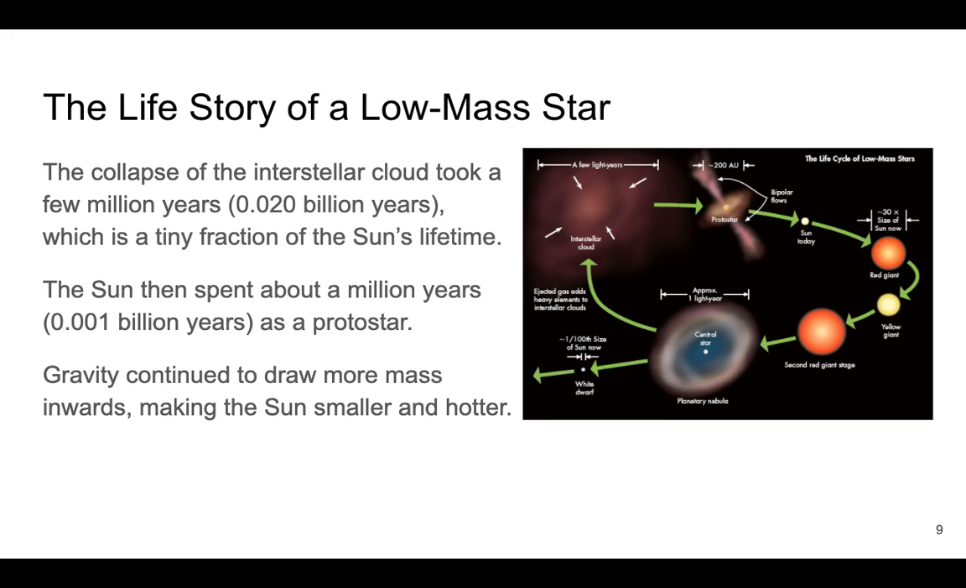So if we're talking about the sun, this collapse takes a few million years, which sounds like a very long time. But in terms of the lives and deaths of stars, that is a tiny, tiny fraction of the life of a star. So I'm going to keep putting the times in terms of billions of years. So 20 million years is going to be 0.020 billion years.